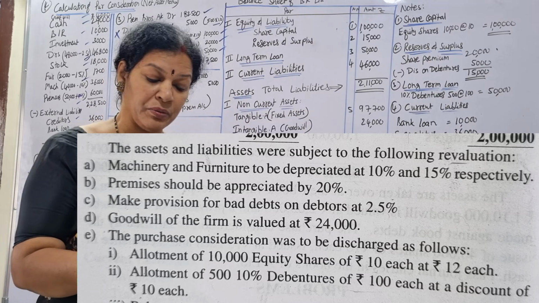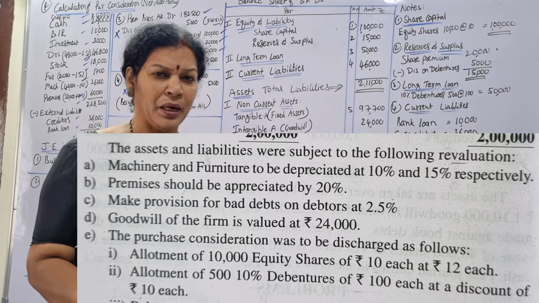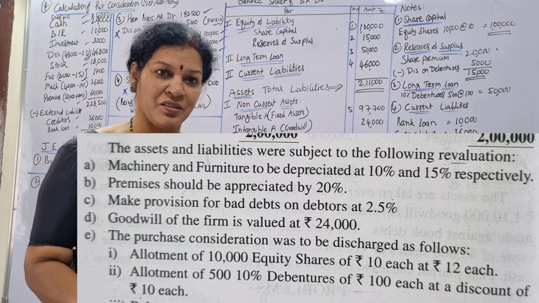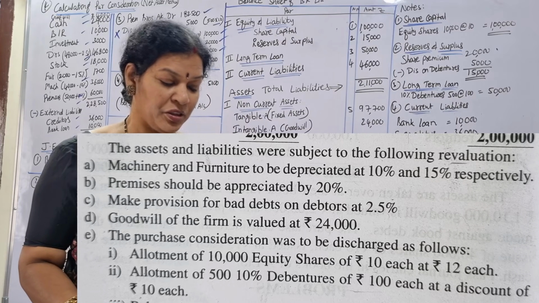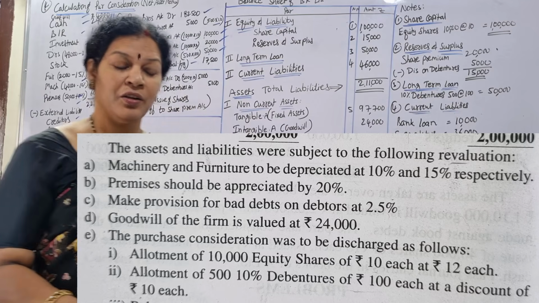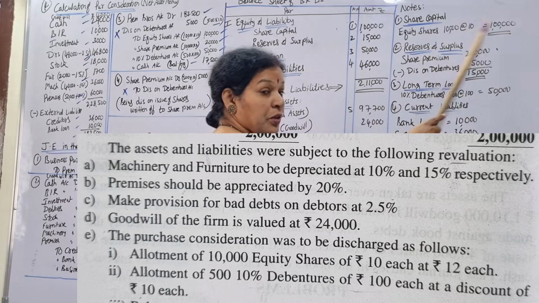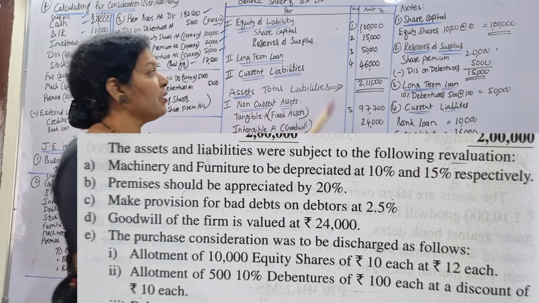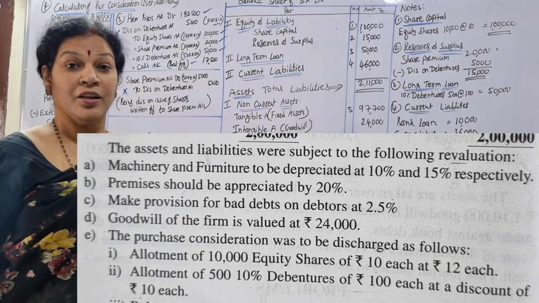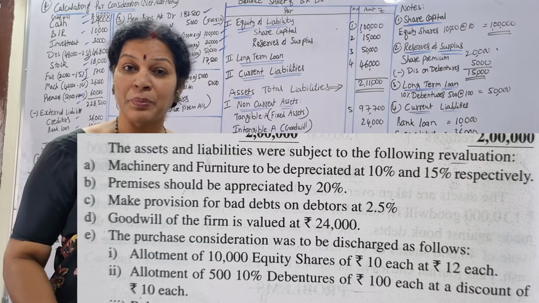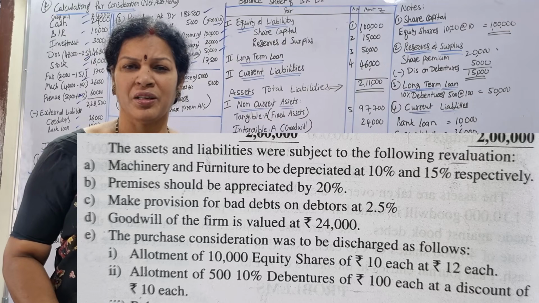Allotment of 10,000 equity shares, 10 rupees each. Premium we don't consider here. Premium comes under reserves and surplus. Right now share capital, that is, equity shares are 10,000 equity shares at the rate of 10 rupees each. 10,000 at the rate of 10 rupees means it is 1 lakh. 1 lakh we are writing here. 2 rupees is there, no? That we consider as a premium. That premium we consider as a reserve.